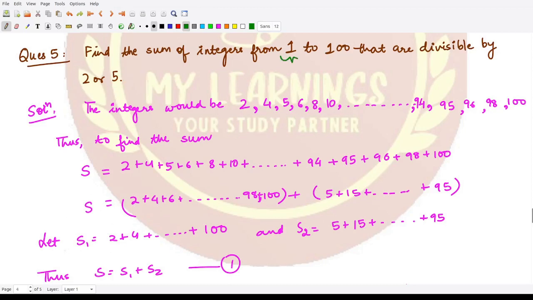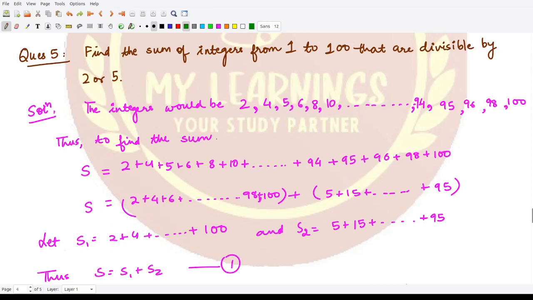So 1 is not divisible by 2 or 5, so let's leave 1. Thereafter we have 2. 2 is divisible by 2, so we'll keep that. Next, 3 is not, 4 is there. Then 5 is also there because 5 is divisible by 5. 6 is also there, so that means you have to write all the even numbers here. Moreover, you have to write all the multiples of 5, and the numbers common to both would be 10, 20, 30, 40 and so on, up to 100, which are multiples of 10, so they will be occurring only once.